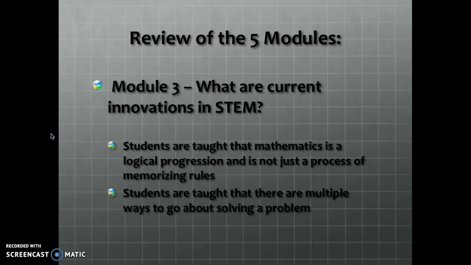Module 3, what are current innovations in STEM? Students are taught that mathematics is a logical progression and is not just a process of memorizing rules. Here they would be testing and finding the differences between the volumes of the different size prisms. Students are also taught that there are multiple ways to go about solving a problem. There is no one canned formal way to go about solving this problem.